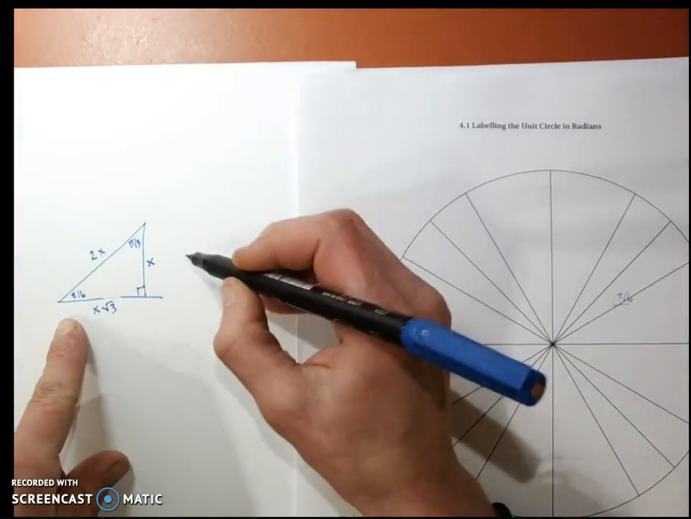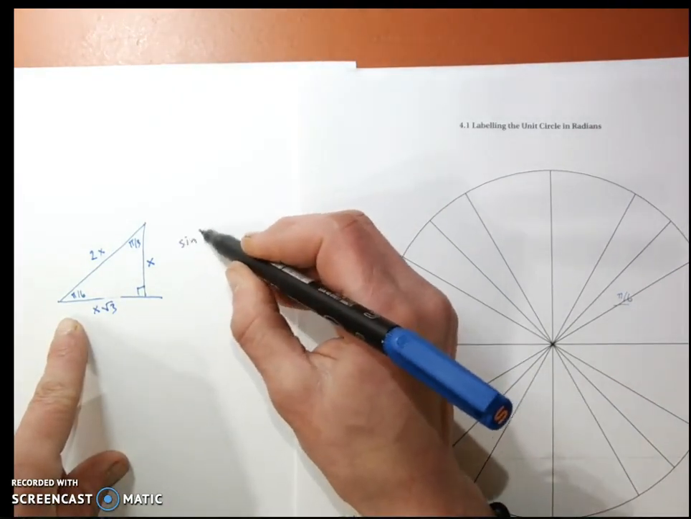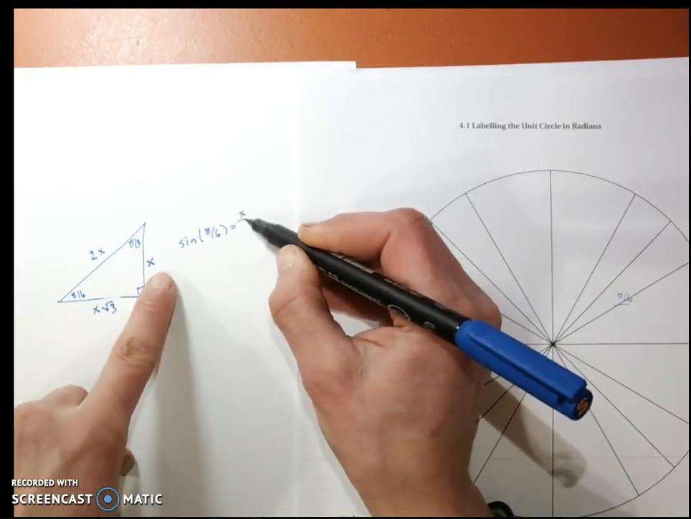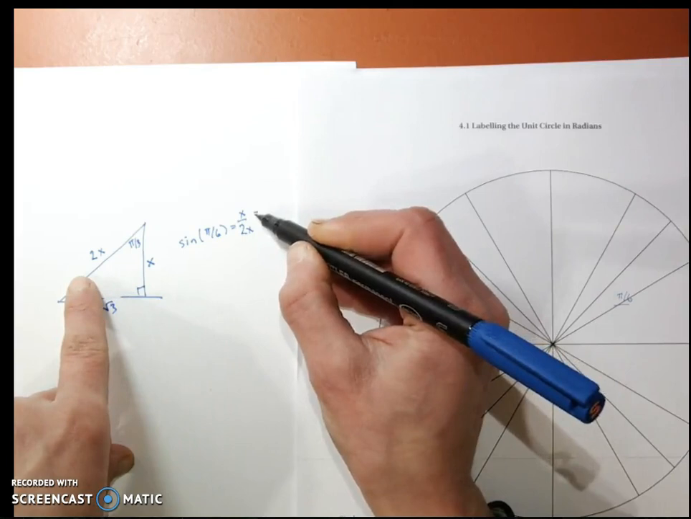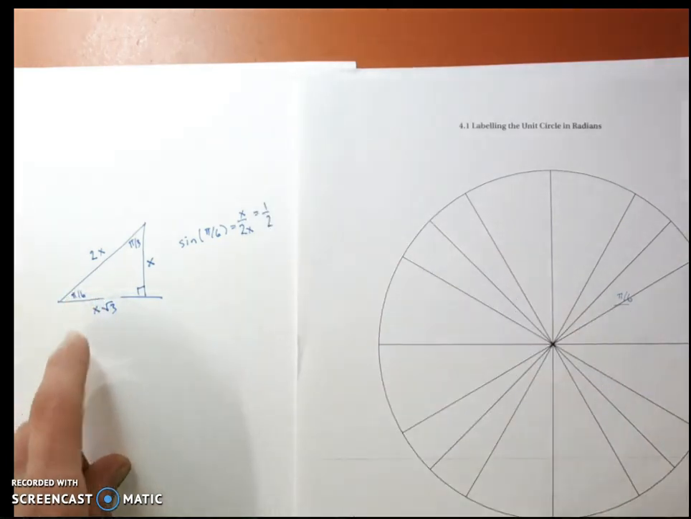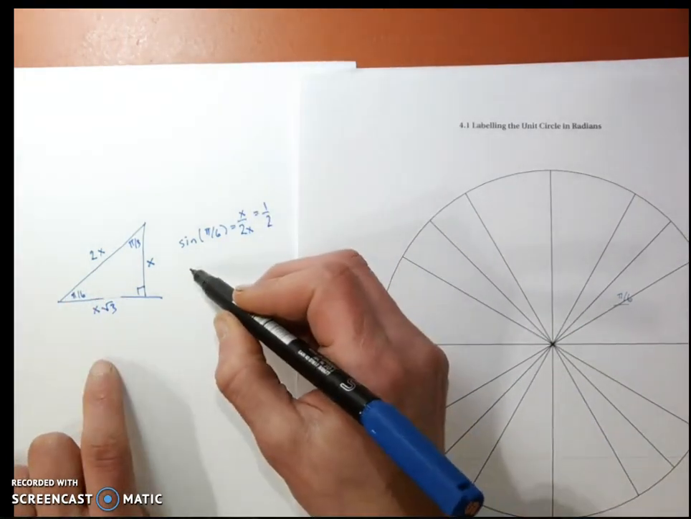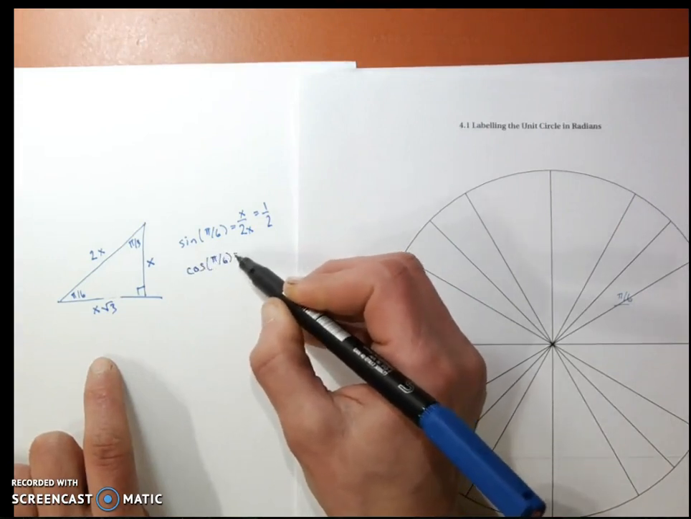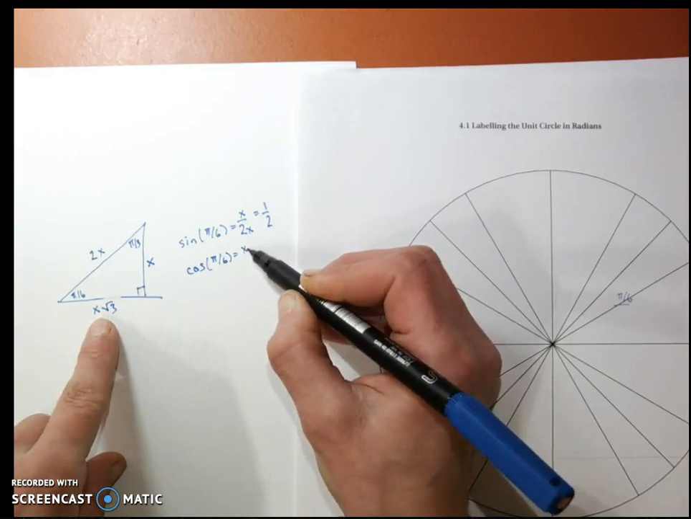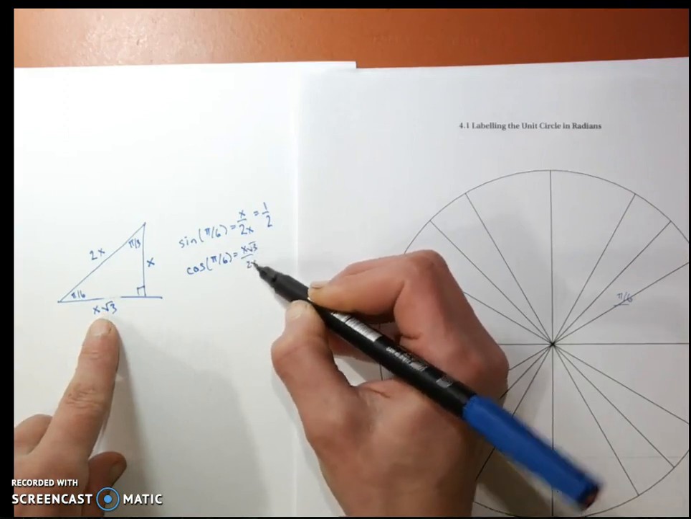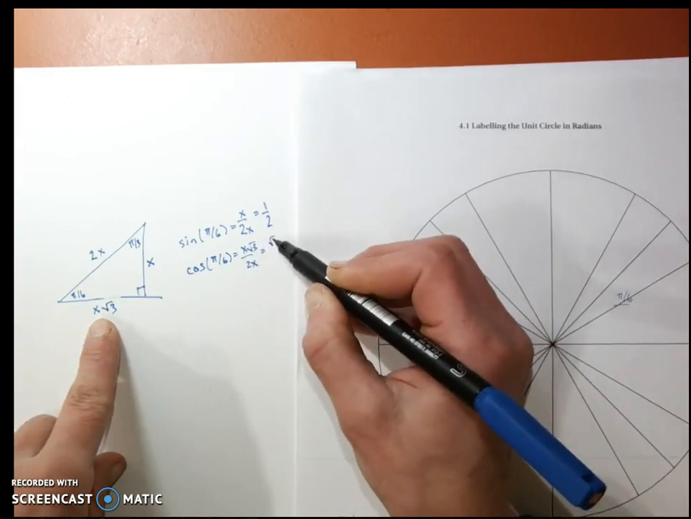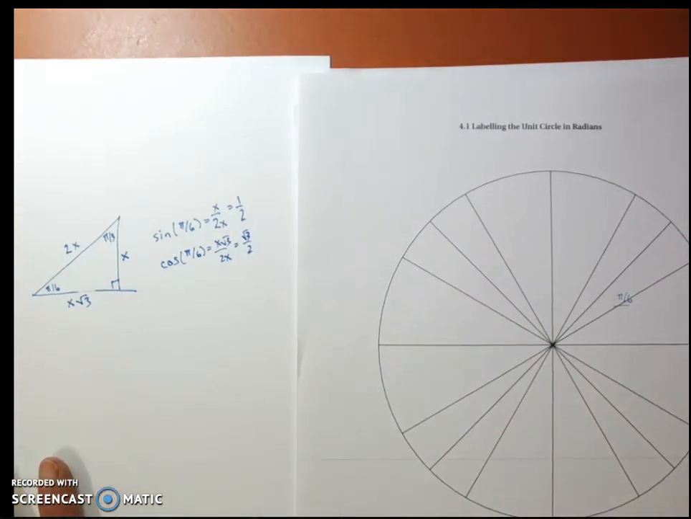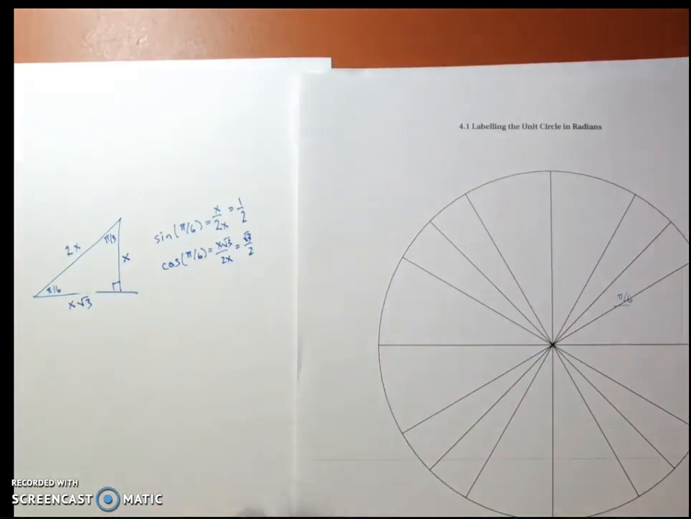So we could find that sine of pi over 6 is going to be the opposite, which is x, over the hypotenuse, which is 2x. So we get sine of pi over 6 is a half. And similarly, cosine of pi over 6 is the adjacent, so x root 3 over 2x, which reduces to root 3 over 2. Now, how does this relate to the unit circle picture?